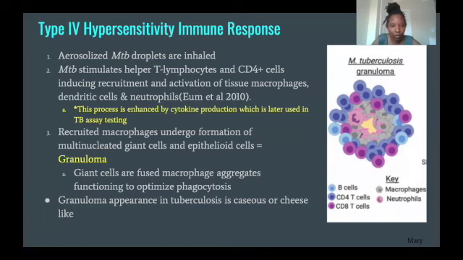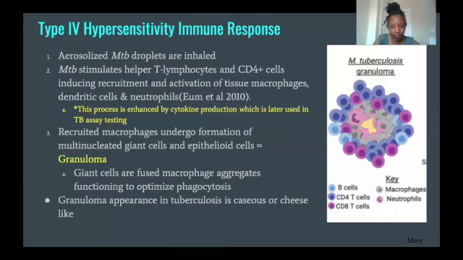So we are going to talk about the type 4 hypersensitivity immune response. Mycobacterium droplets are inhaled. This stimulates the helper T lymphocyte, CD4, of the immune system, inducing recruitment and activation of tissue macrophages, dendritic cells, and neutrophils. This process is enhanced by cytokines produced, which are later used in TB testing, so that whenever the blood test is done, it's going to show the cytokines that are produced.